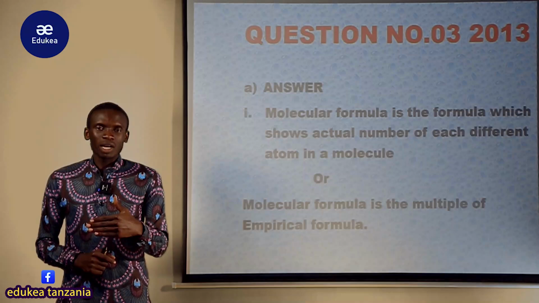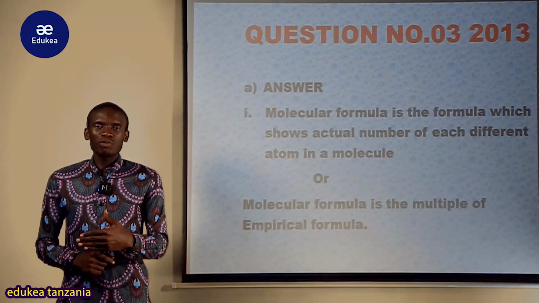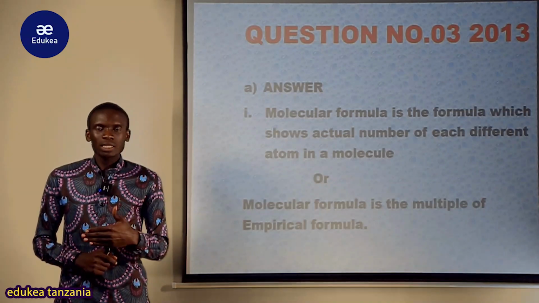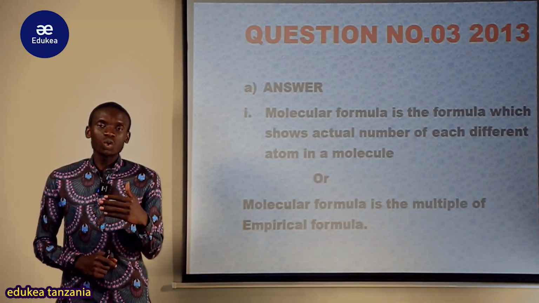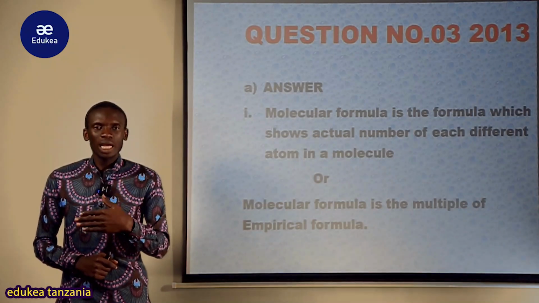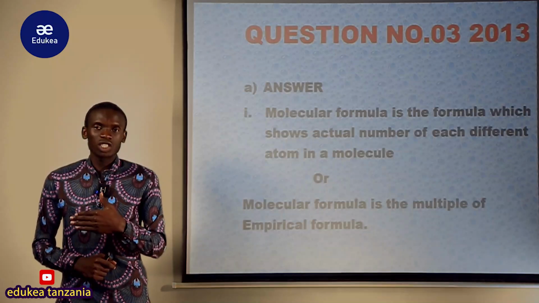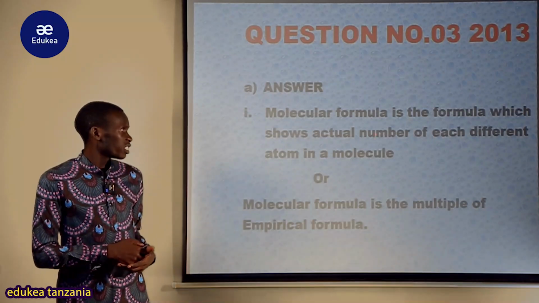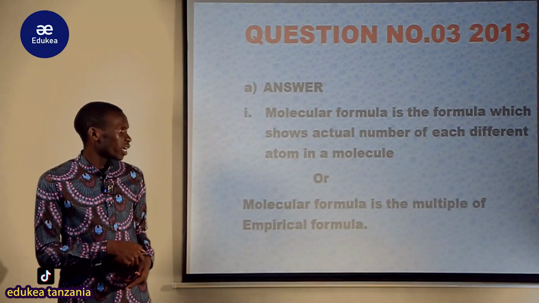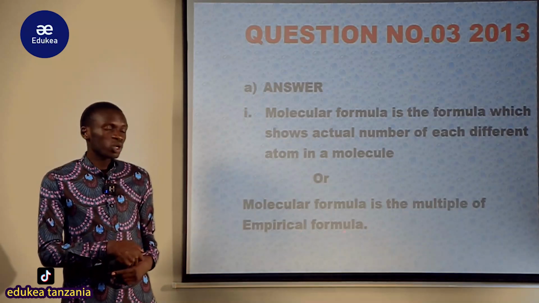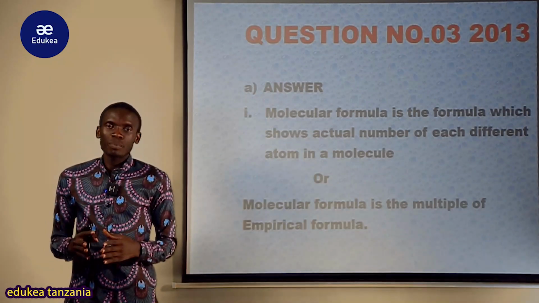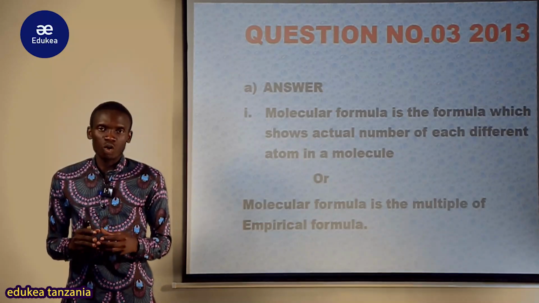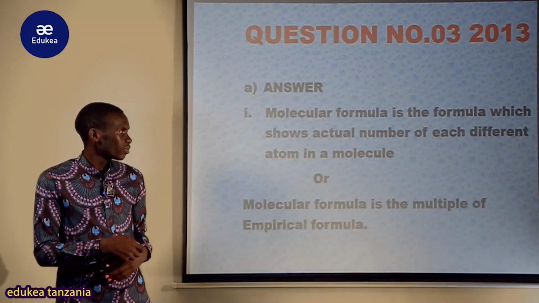So not the actual number. Kwa pale maana yake kwenye simple formula utakuja kuona kwamba CH2 but not the actual. The actual one is 2:4, 2 carbon and 4 hydrogen. So this is a molecular formula. Or sometimes we say that it is a multiple of the empirical formula. Empirical formula, that is called a simplest formula, shows the simple ratio of a compound.